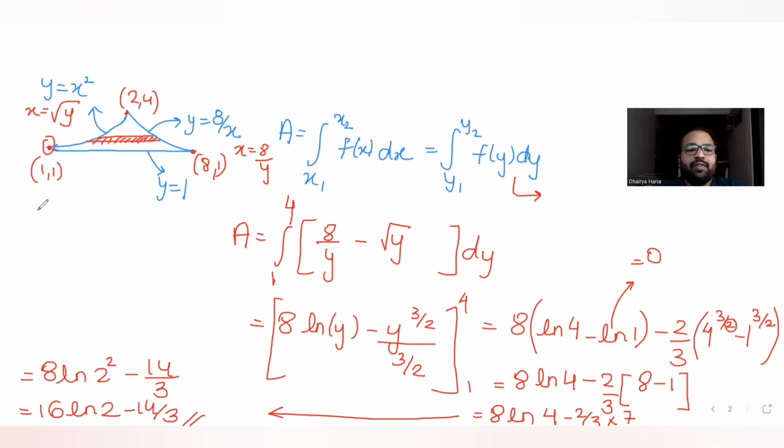Now let's check whether by taking the vertical strip do we get the same answer or not. So instead of a horizontal strip, now if I take a vertical strip, I have already got the answer as 16 log 2 minus 14 by 3. Let's check whether we get the same answer with that also.